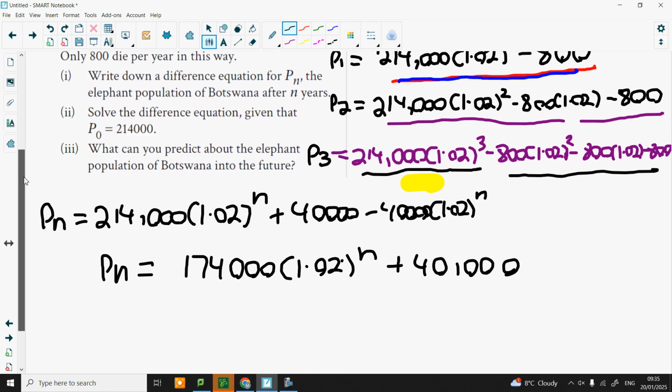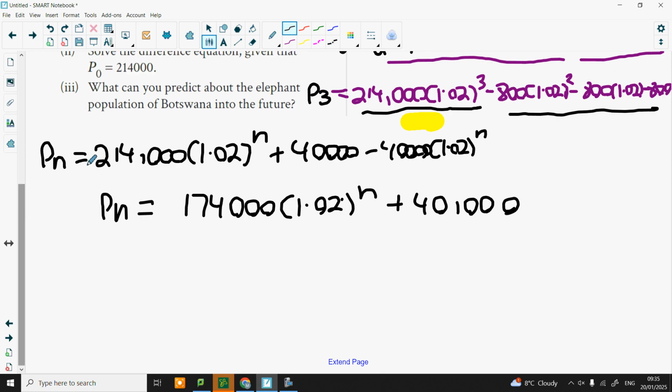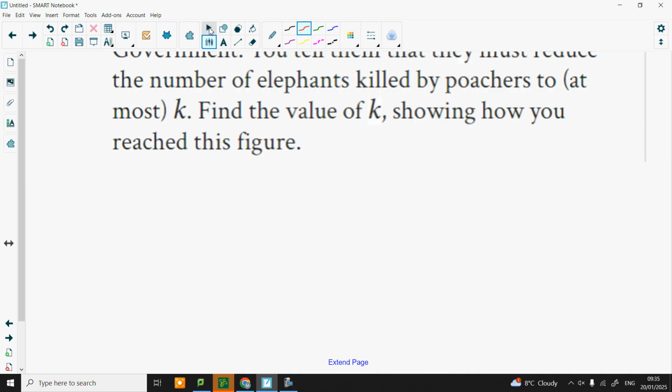Now what does it want from me in this situation? What can you predict about the Botswana elephant population? It's going to keep increasing forever. So this is going to get bigger and bigger and bigger. It will continue to grow. Yeah, that's what I have to say.